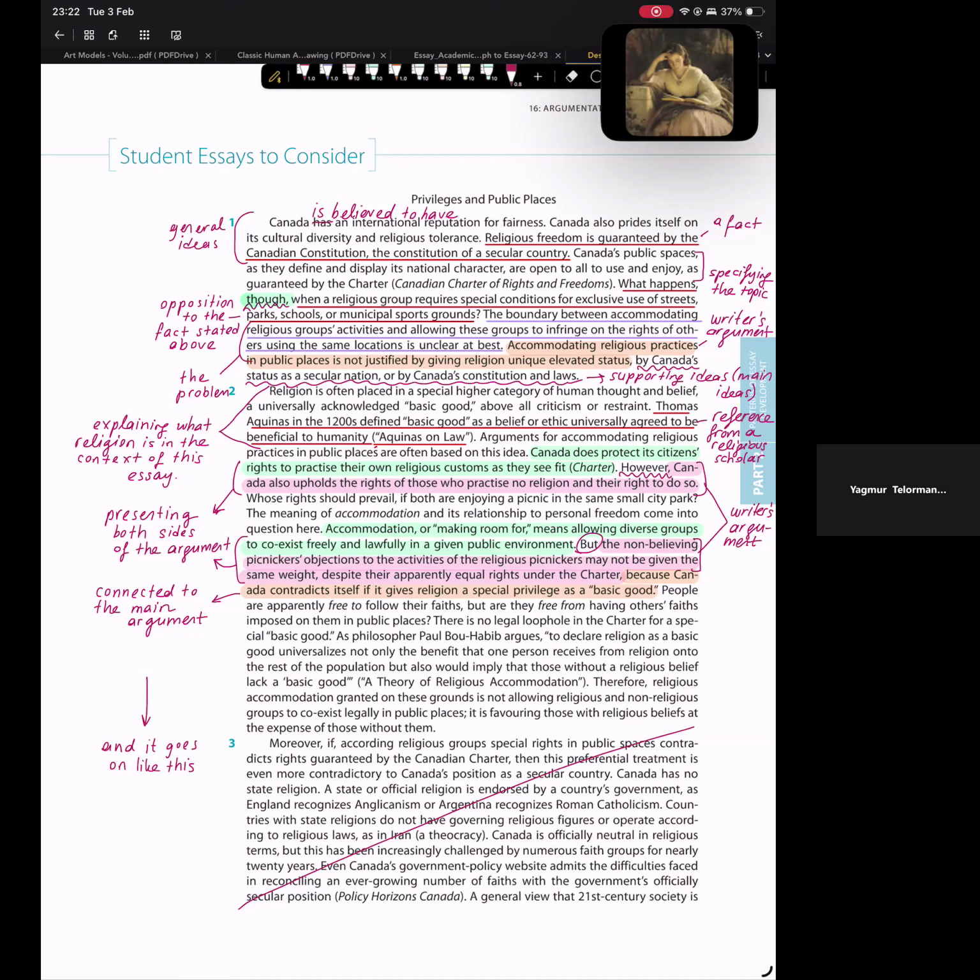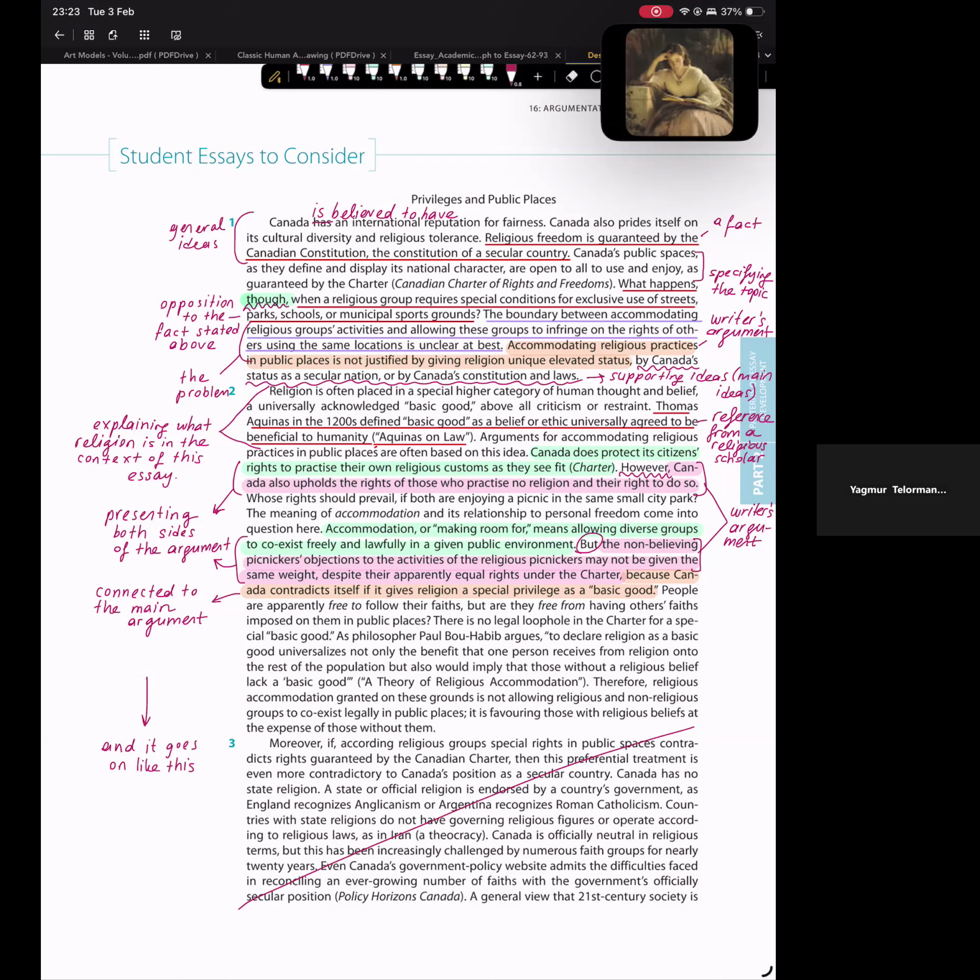And here comes the first paragraph of the body. Religion is often placed in a special higher category of human thought and belief, a universally acknowledged basic good above all criticism or restraint. Thomas Aquinas in the 1200s defined basic good as a belief or ethic universally agreed to be beneficial to humanity. So here the writer begins the paragraph by explaining what religion is in the context of this essay.